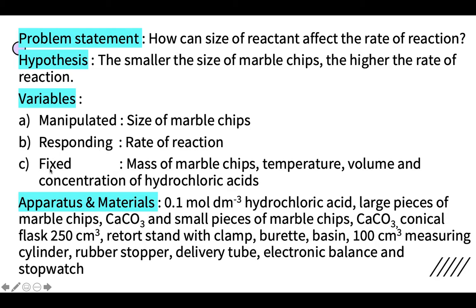So our fixed variables is the one that can affect the experiment, tapi kita tak kacau dia, kita kekalkan dia sebagai constant. Jadi apa yang boleh mempengaruhi eksperimen ni is the mass of the marble chips, temperature of the reactant punya mixture, okay, volume and concentration of the hydrochloric acid pun boleh mempengaruhi juga, tapi kita kekalkan sebagai constant variables. Okay, apparatus and materials here.